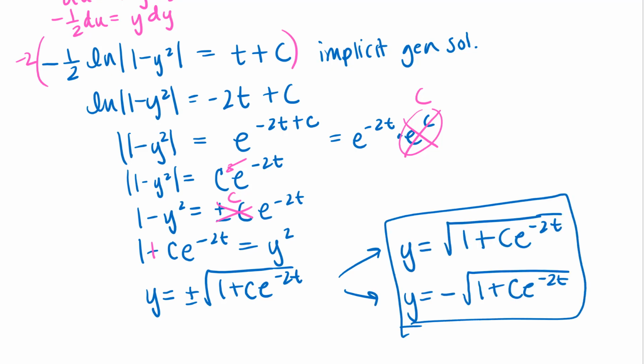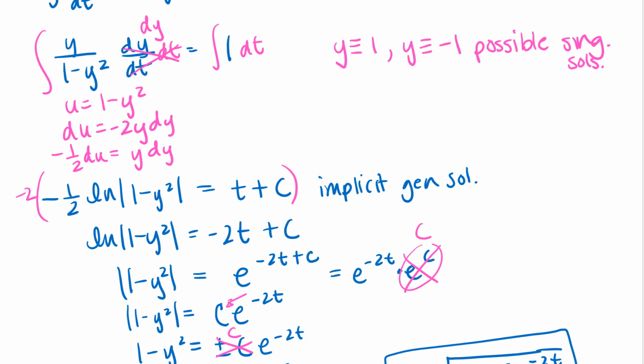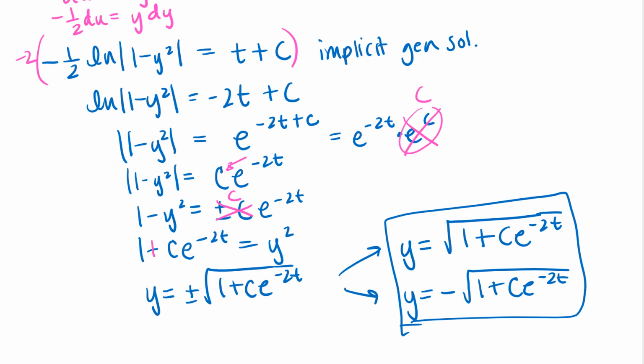The next thing I would want to look at is I'm going to go back up to where I thought about some singular solutions, and I want to think about whether those singular solutions are included in my general solutions. So what I'm looking for down here is, are y equals 1 and y equals -1 included in these general solutions? And they are. If c equals 0, then I get y being the constant function 1 and y being the constant function -1. So in this case, I don't actually have singular solutions because those possible singular solutions are included in my general solutions here.